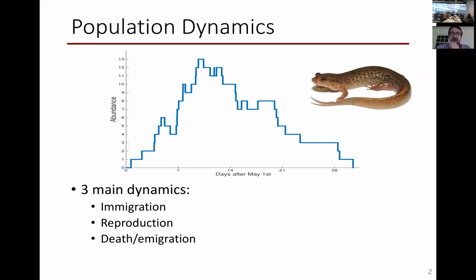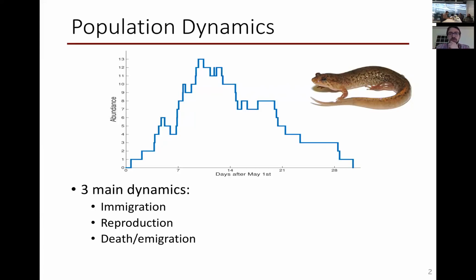The main dynamics that we are interested in modeling, which govern how this abundance changes over time, are immigration, reproduction, and death/emigration. Immigration is new animals from outside the habitat patch moving in. Reproduction is some of the animals in the population reproducing. In this case, we're going to assume that they reproduce asexually, just to simplify the math and the model. Death and emigration are pretty indistinguishable for us, so we're going to treat them as one process, animals leaving the population.